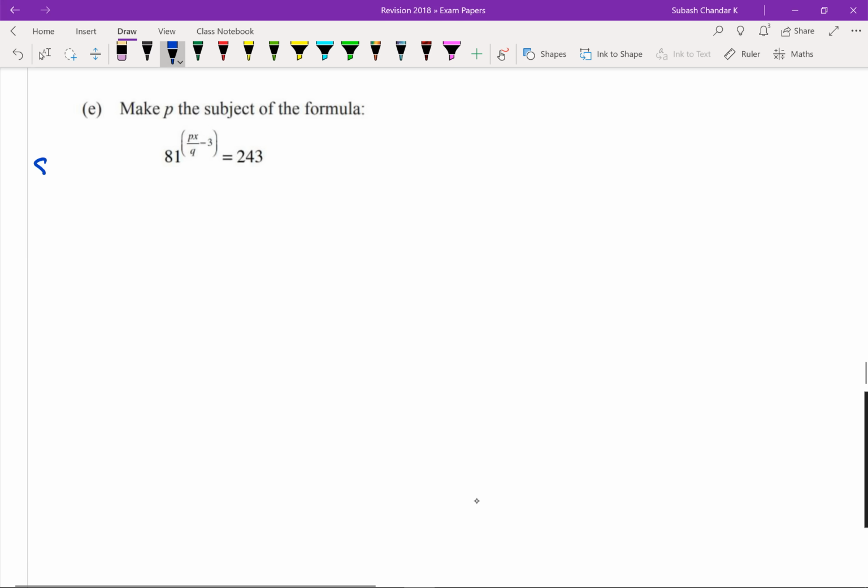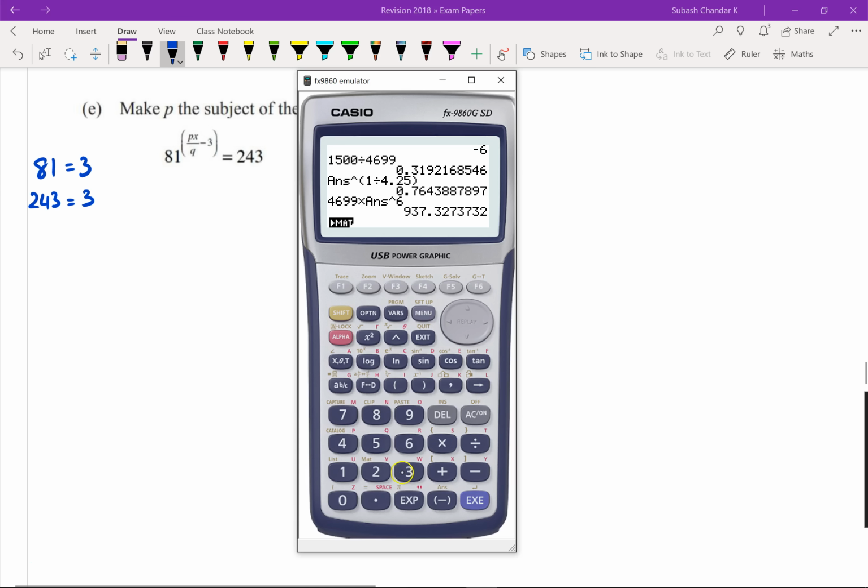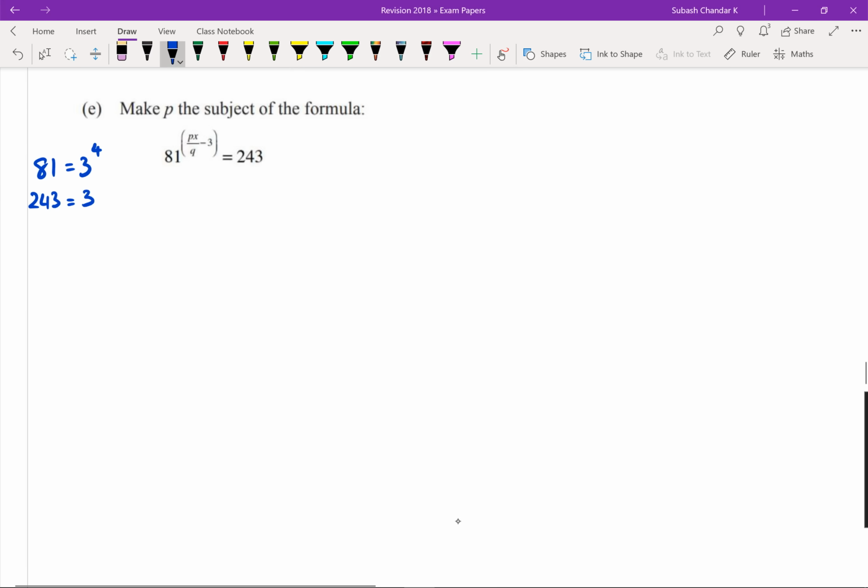But let's think about this. We know that 81 could be written as 3 to the power of something, and 243 could be written as 3 to the power of something. We know that 3 to the power of 4 is 81 and 3 to the power of 5 is 243. So that's literally what I'm going to do there: convert these to 3 to the power of 4 and 3 to the power of 5. Because what's going to happen is this: 3 to the power of 4, that's 81 there, and that's to the power of px over q minus 3, and that's equal to 3 to the power of 5.